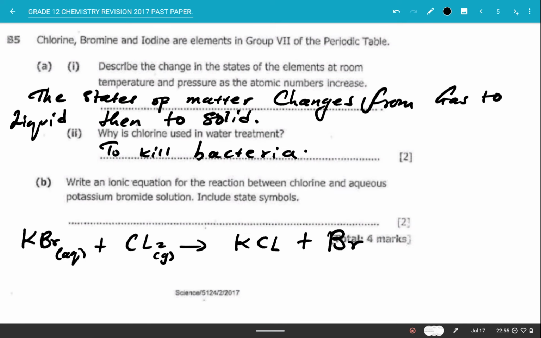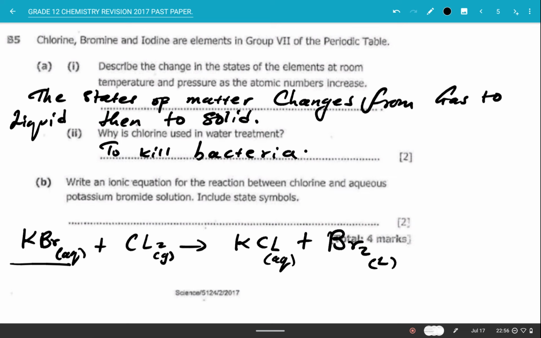It's a gas, so you put a 2. Oh no, not really. Now look, since this is aqueous, it won't really be a gas. If potassium bromide reacts with chlorine, chlorine would displace the bromine and you get bromine. So it's going to be liquid, not gas. Then this will be aqueous. So we need to balance this.